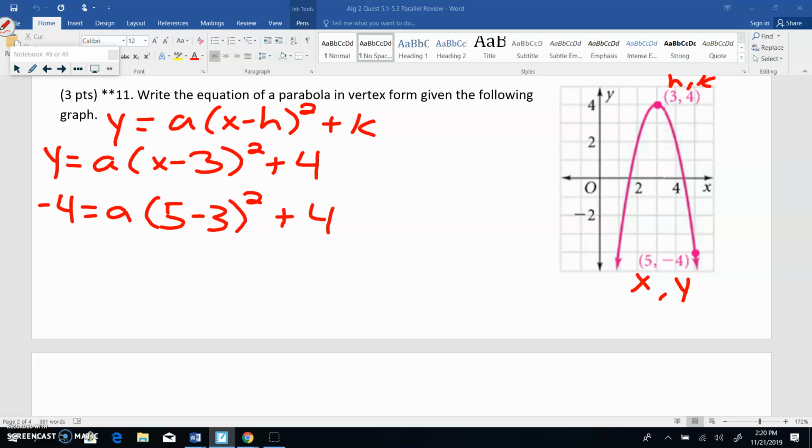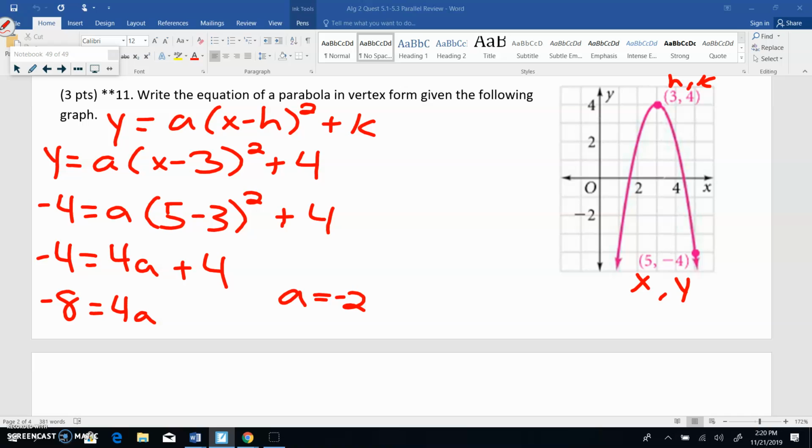Okay, it's just fill in the blanks there, essentially. Okay, go ahead and simplify this. I'm going to skip a step here, I guess. 5 minus 3 is 2. 2 squared is 4, so I'm going to end up with 4a over here, plus 4. All right, subtract 4 from both sides. You have -8 is equal to 4a. And finally, you are ending up with a is equal to -2 when you divide there.